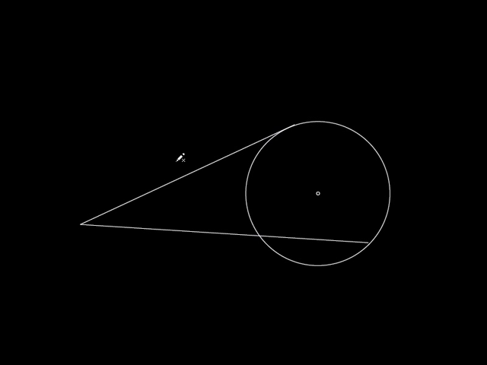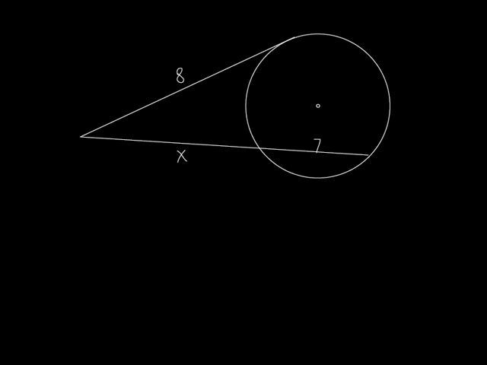So watch this. This is 8. This is 7. And this is x. All right, let's set the thing up first, and then we'll worry about the math. I always like to do the one with the x first, okay? So we take the outside times the whole thing. What's the whole thing? It's x plus 7 equals what? The tangent squared, right? So it's 8 squared. So look what I get. I get x squared plus 7x equals 64.